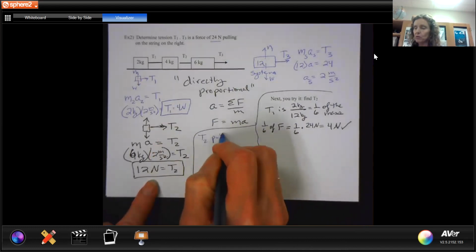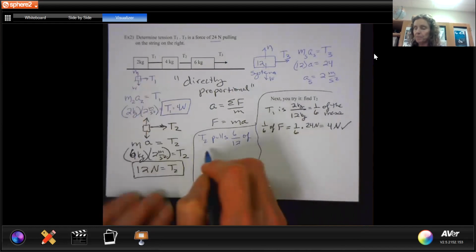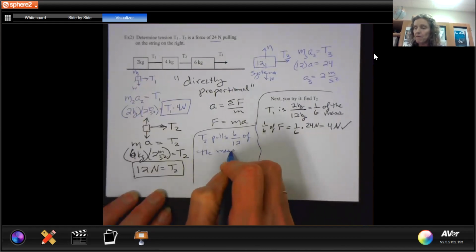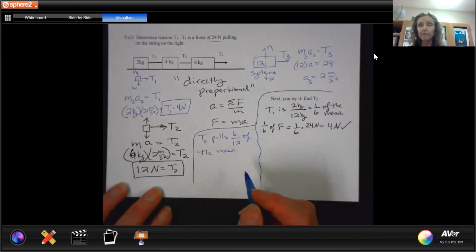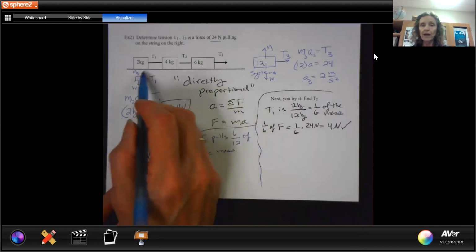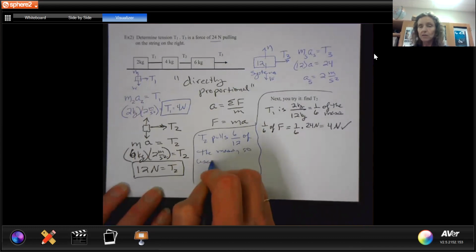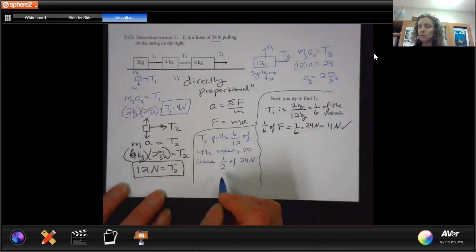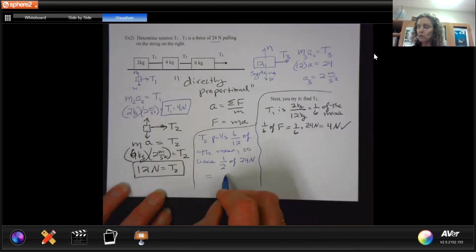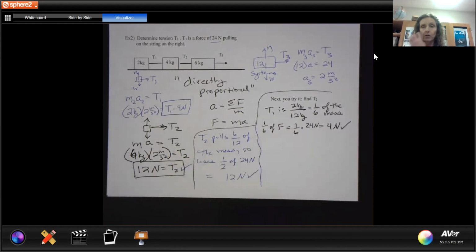T2 pulls 6/12 of the mass. Therefore, T2 is going to require 6/12 or 1/2 of the force in order to move that second half of our train. So it uses, if you want to think of it that way, 1/2 or 6/12 of the 24 newtons. So 6/12 of 24 newtons is 12 newtons. It's half of it. So look there, we're checking our work.